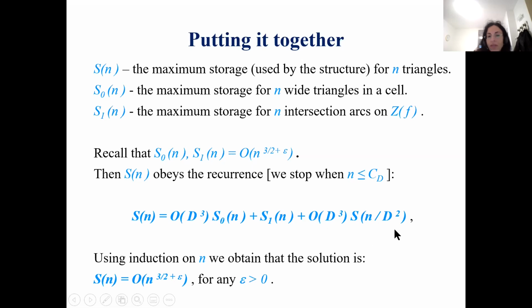Because those triangles we process in recursion, we have d cubed cells, and the number of narrow triangles in a cell is only n over d squared. Okay, so this is the good ratio I referred to before. And if we use induction on n, if you feel comfortable with recursive equations, then you get a solution of n to the 3/2 plus epsilon for any epsilon greater than 0. So this is the storage complexity.